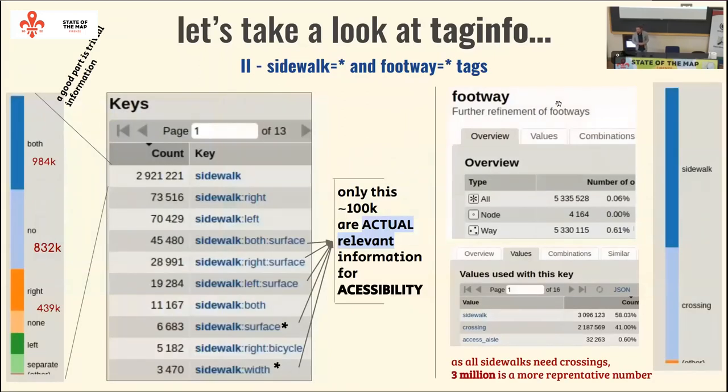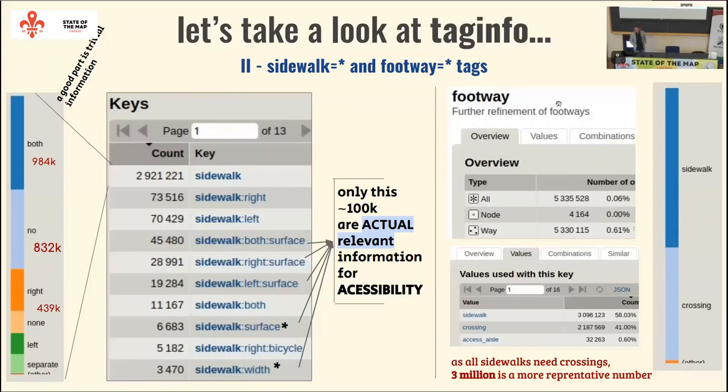And looking at the sidewalk tag and also the footway tag, we have other situations. We see that there are almost 3 million uses of the sidewalk tag. But when you look at the values of the sidewalk tag, most only indicate whether there's a sidewalk. There's both and right, which are the most common values. As our research indicates, only the no value is actually relevant information. It's almost trivial information to say that in many urban scenarios there are sidewalks on both sides. And only 100,000 features have actual relevant information for accessibility.